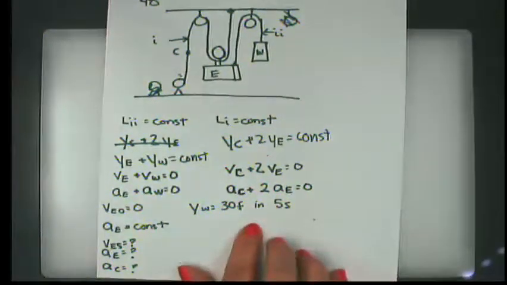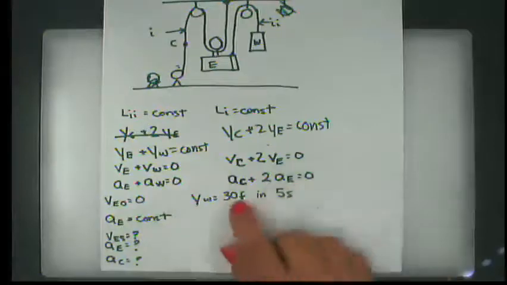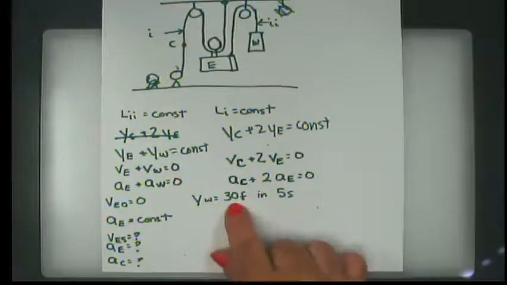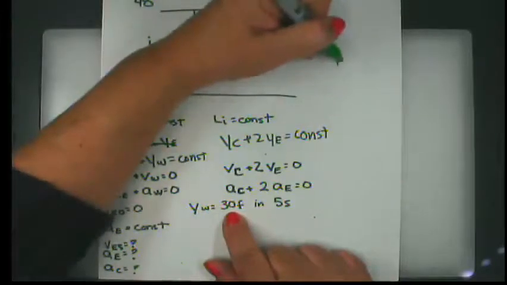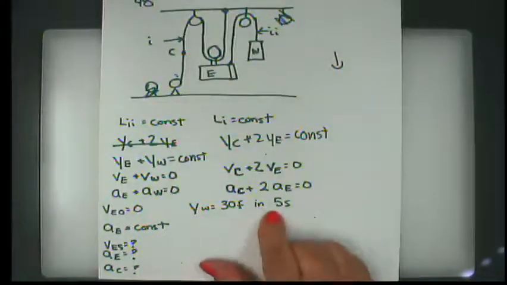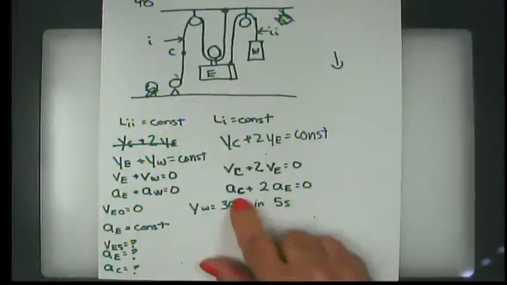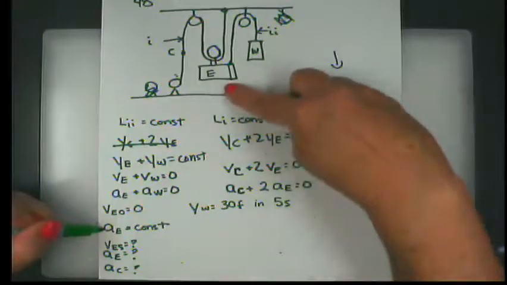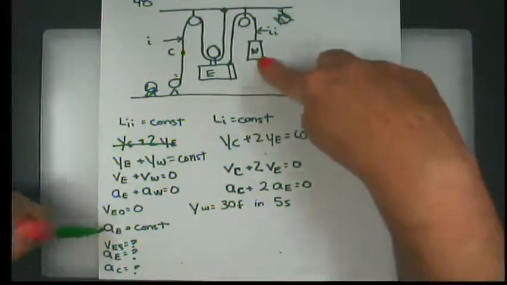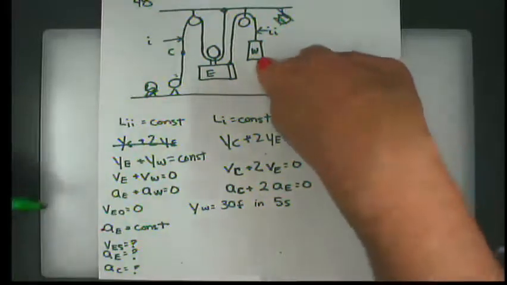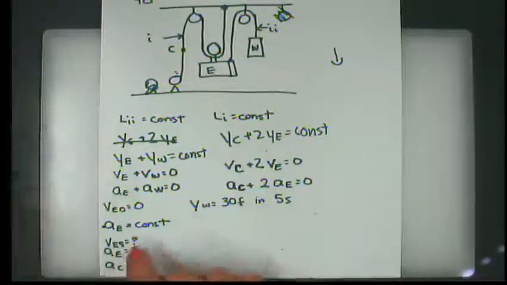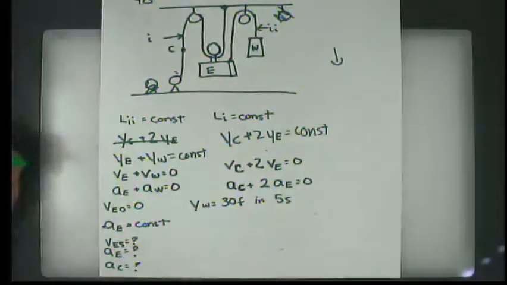All right, so we are told that the position of W moves downward. Is that correct? It says it moves through 30 feet, but I'm going to assume that it moves downward, right, in 5 seconds. Well, if the acceleration of E is a constant, that means that the acceleration of W is going to have to be a constant as well. It also means that the acceleration of C is going to have to be a constant. But that's kind of the first key piece of information.